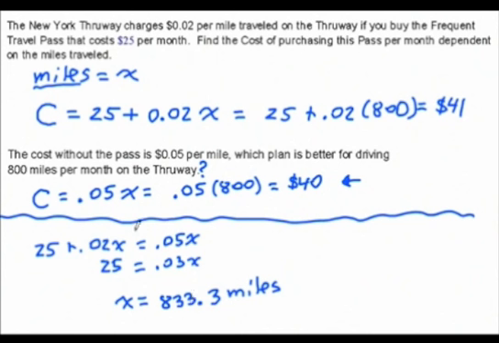If you travel less than that, stay with the 5 cents per mile. If you travel more than that, it's better to go and buy your frequent travel pass. And that's it. Pretty easy.